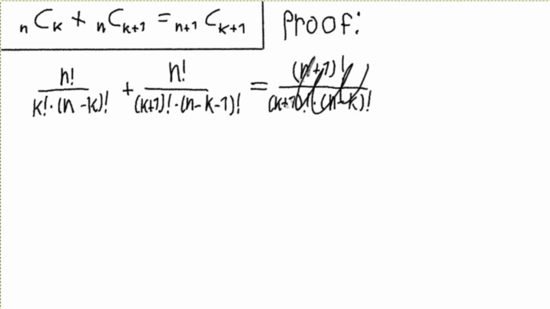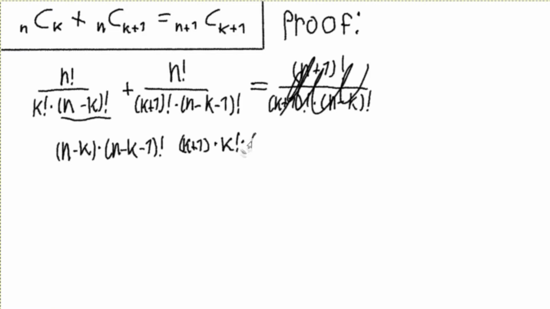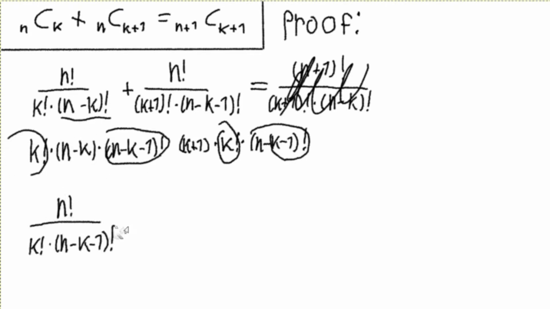What we end up doing is that we first factor out n factorial, and then we say n minus k here is the same as n minus k times n minus k minus 1 factorial. K plus 1 factorial is the same as k plus 1 times k factorial. And this means that we have some shared factors over here. This is a shared factor, and this is a shared factor. So we end up with the factor that we're multiplying by, this is unique to this term, and this is unique to this term, so we get this.